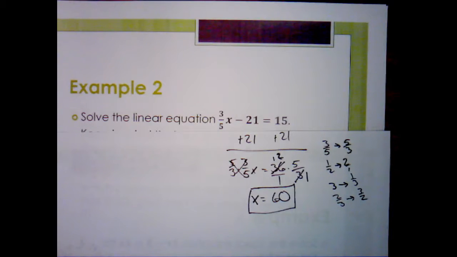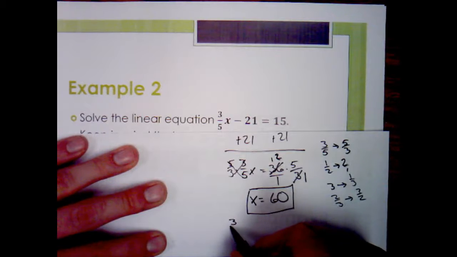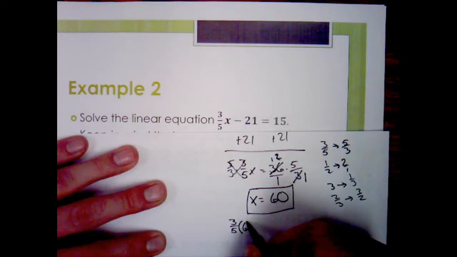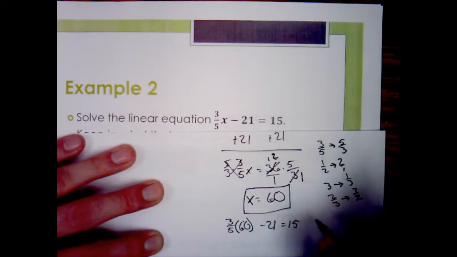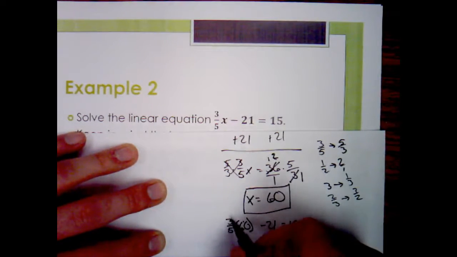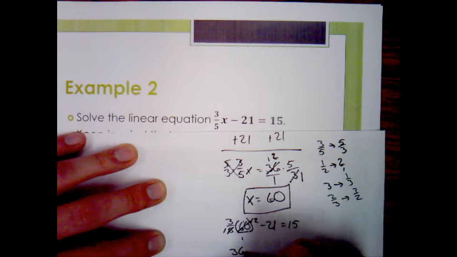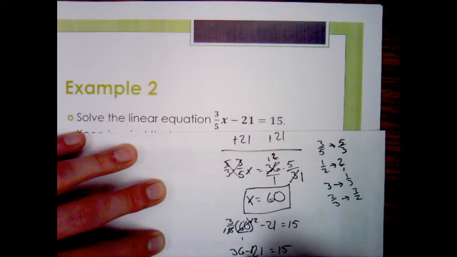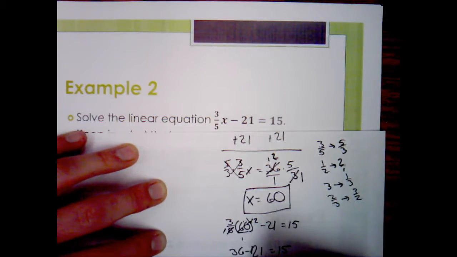And again, if you want to check it, if you don't believe me that that is the correct answer, you take 3/5 times 60 minus 21 is equal to 15. And again, this 5 cancels out and it turns to a 1. The 60 turns to a 12. 12 times 3 is 36. 36 minus 21 should be 15. 36 minus 20 is 16, minus one more is 15, and 15 equals 15, so it checks out.